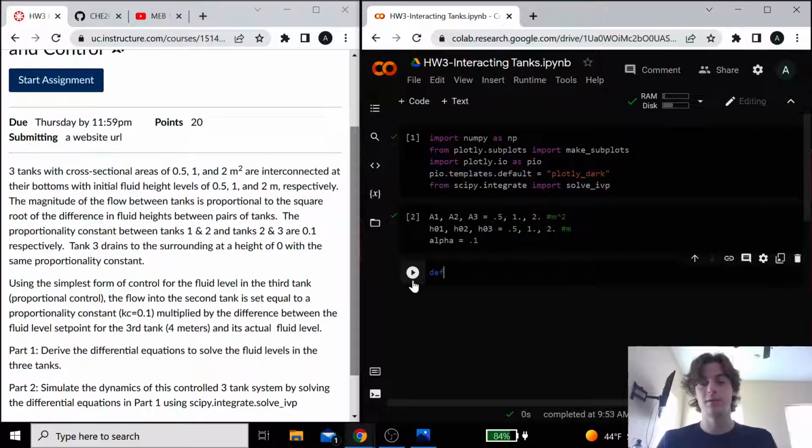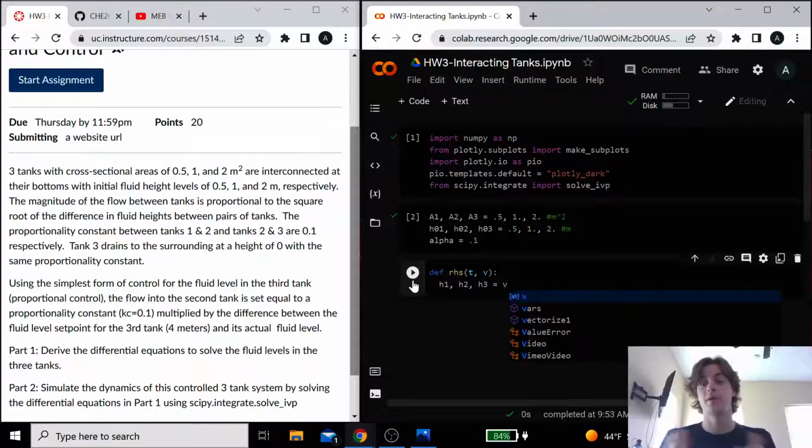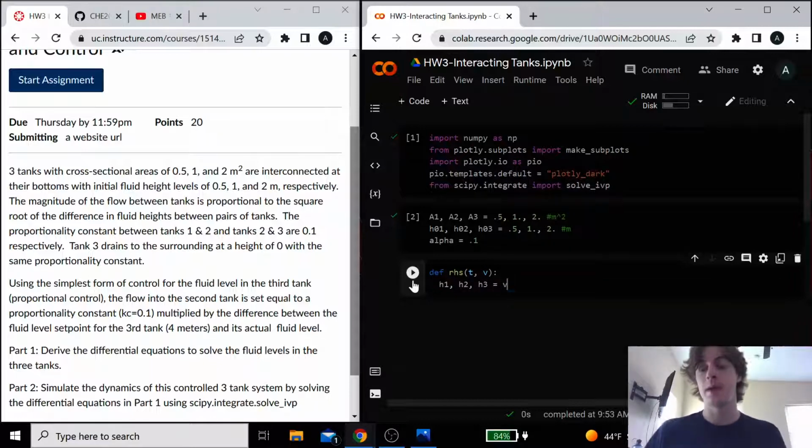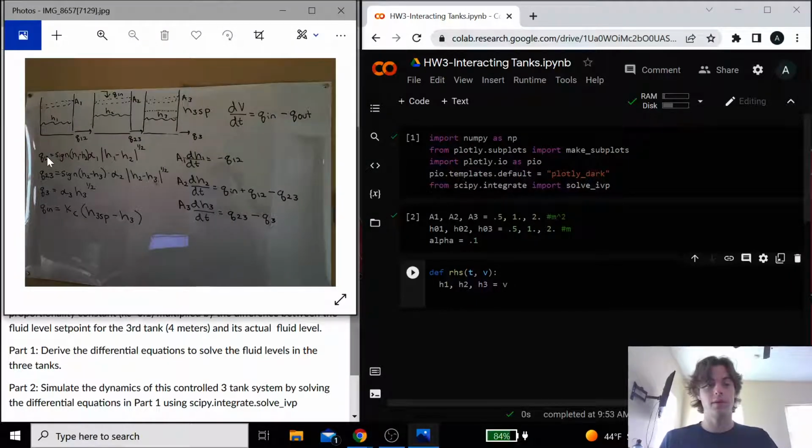So now let's define the function that we will pass to our solve IVP. Since we're passing it to solve IVP, we need to start with an input of time, and then we will have our vector of unknowns. The vector of unknowns will be the liquid heights of the three tanks, and we just need to code in our equations from the whiteboard, right? So there will be these 4 flow rate equations, and then we'll use these differential equations to calculate the change in height.